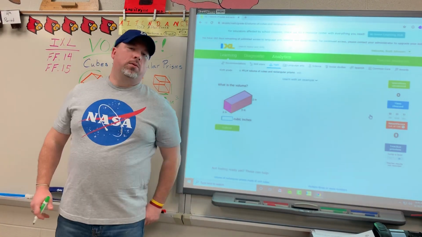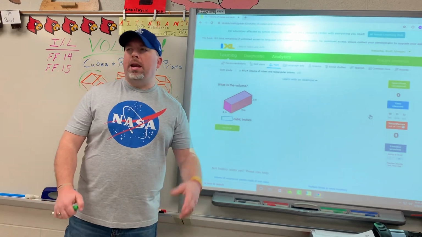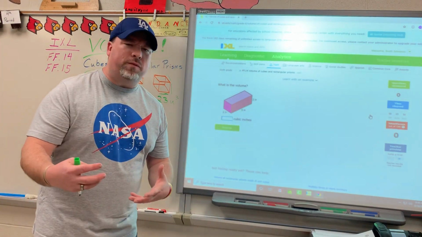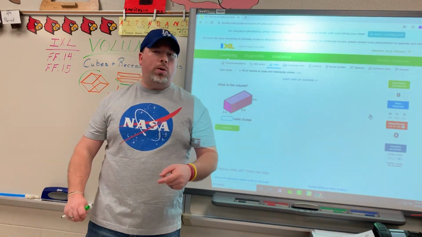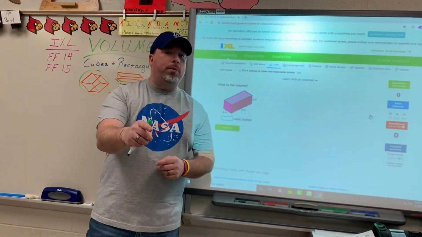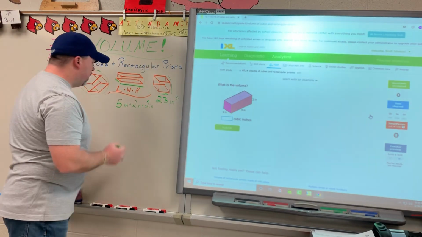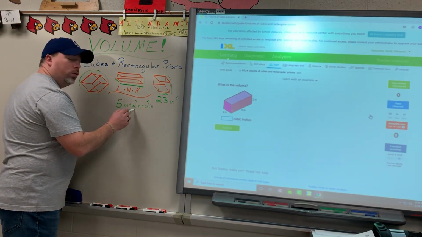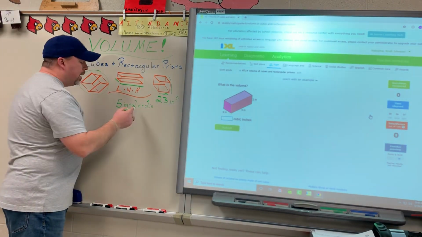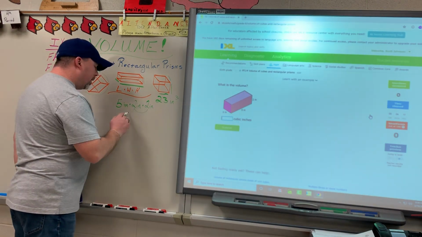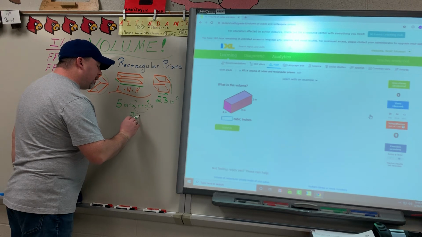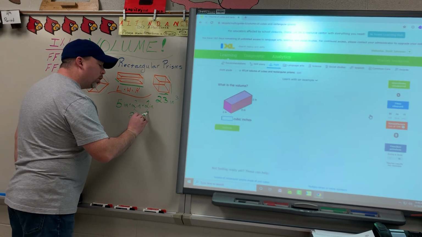But Johnson, what if I'm at home and I looked at that shape differently and I got confused and I put those numbers out of order? Wouldn't matter. And I'll show you why. Remember, commutative property of multiplication. 5 times 2 is 10. 10 times 2 is 20. Nice job. Which would come out to 20 inches cubed.